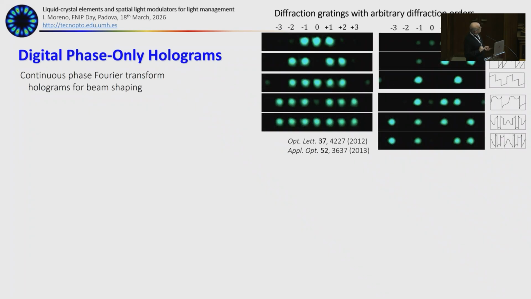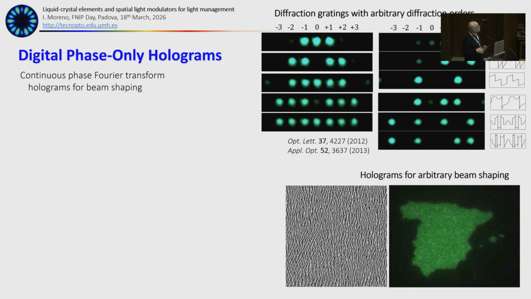This can be extended. You can create diffraction gratings where you can have an arbitrary number of diffraction orders. You can select arbitrarily the location of the diffraction orders. You do this by applying Fourier transform algorithms that give different weights to the Fourier components of the diffraction gratings, and this is what you can obtain.